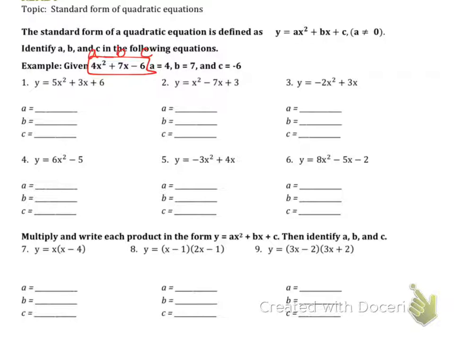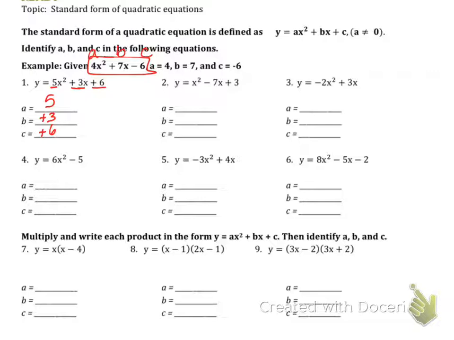So for number 1, it might be helpful to underline each of these. 5, positive 3, positive 6. And all you're doing is writing down what you see, okay? Because these are in standard form. Now, if they're not, we have to move them around. We have to do some stuff. But for now, these are in standard form.